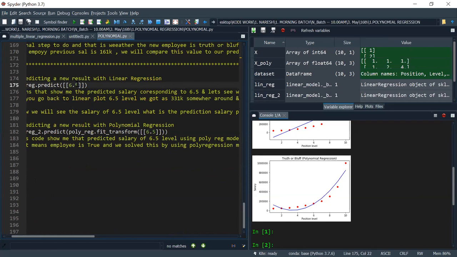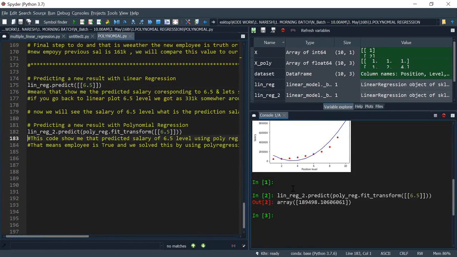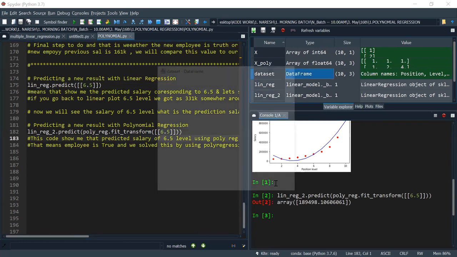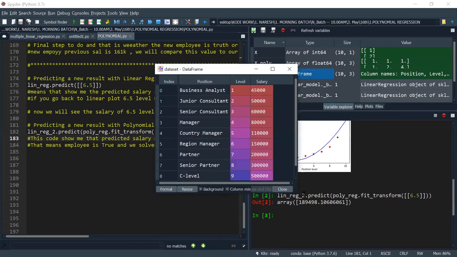330 only, right? So 330 only. So let me click and execute this one. 189. Is it good? Quite good, isn't it? But let's look at this.